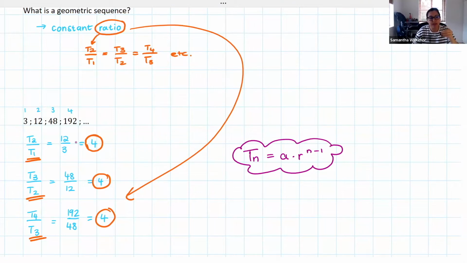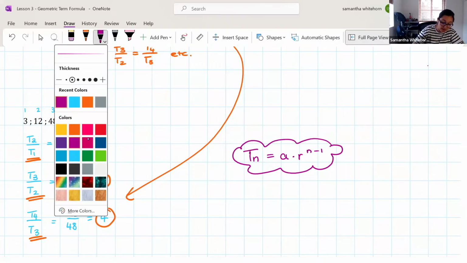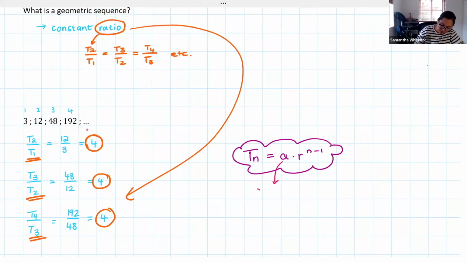Whereas with arithmetic patterns or arithmetic sequences, the a in Tn equals a plus (n minus 1)d, and that a represents your first term. And that is the same for your geometric patterns. So if we just have a quick reminder for ourselves of what each of these things mean, a is your first term of the whole sequence that you're working with.